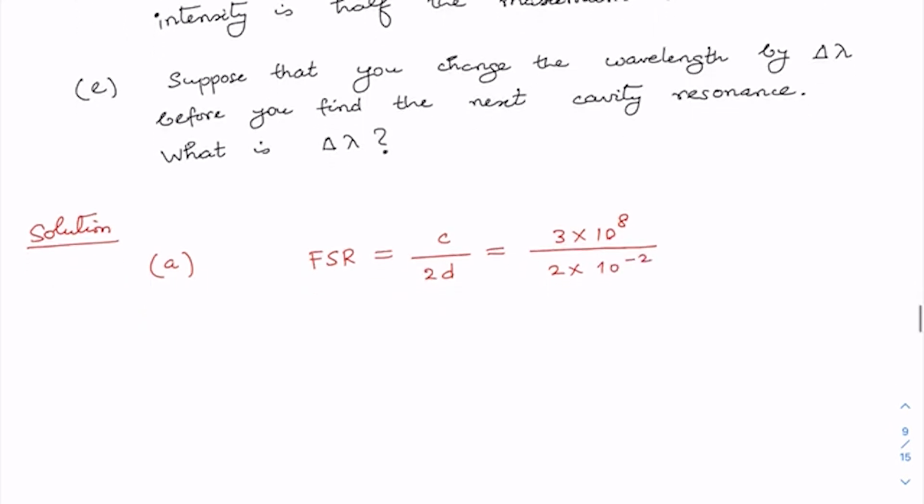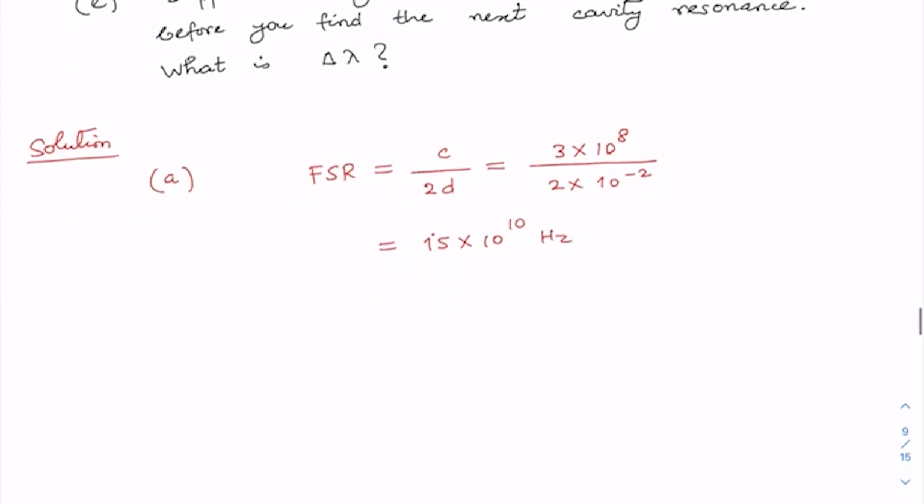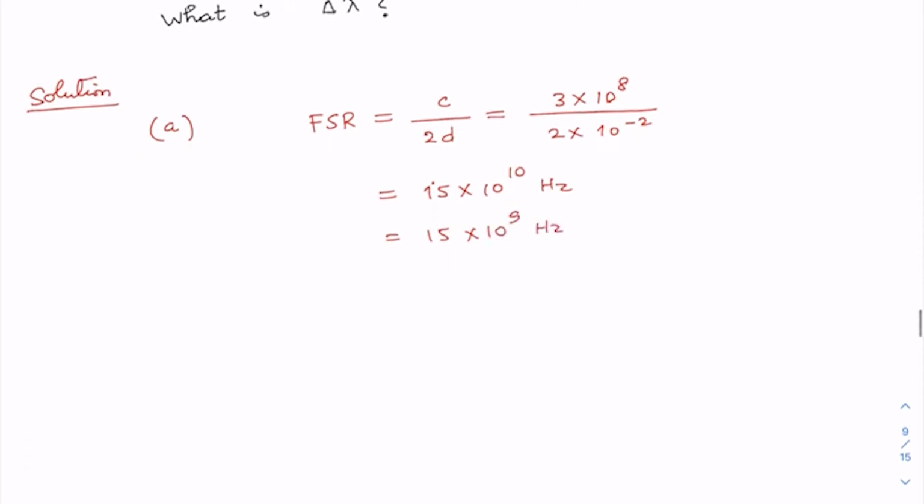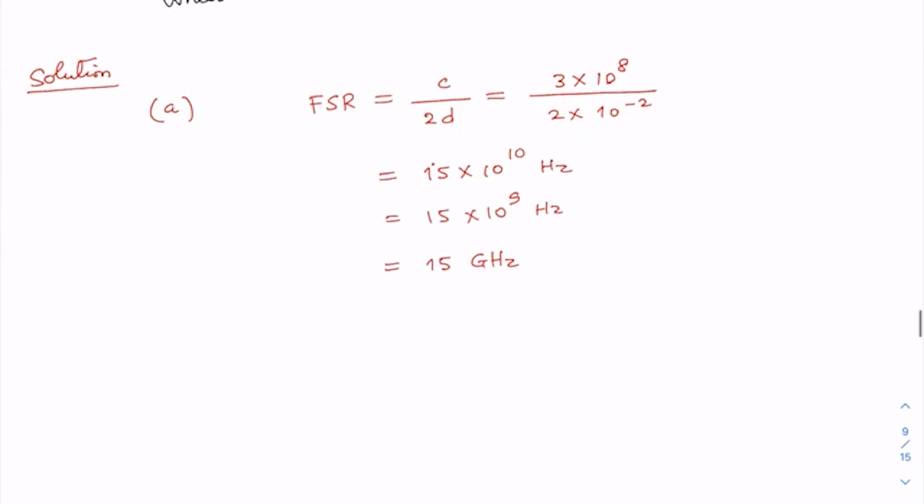So therefore it is easy to see that you will get 1.5 into 10 to the power 10 hertz, which I can write as 15 into 10 to the power 9 hertz, and we know that 10 to the power 9 hertz is 1 gigahertz, so therefore I can write it as 15 gigahertz. So this is the free spectral range.